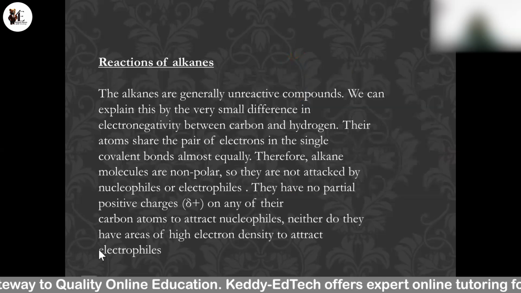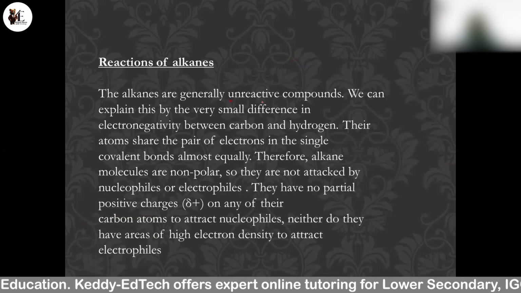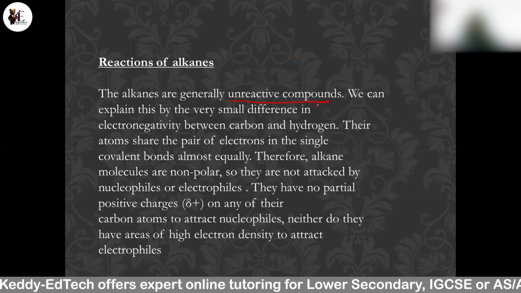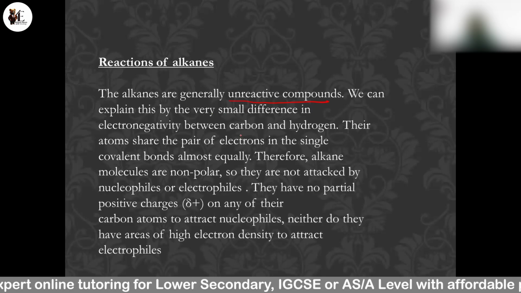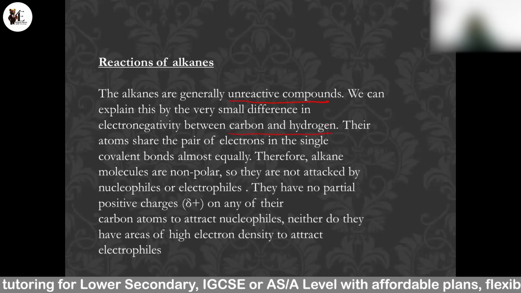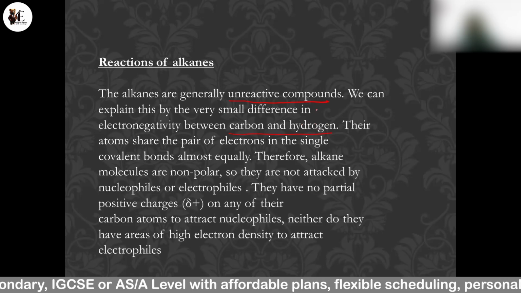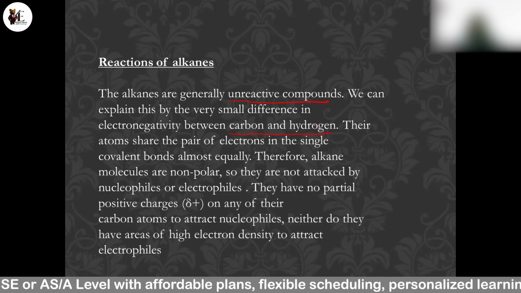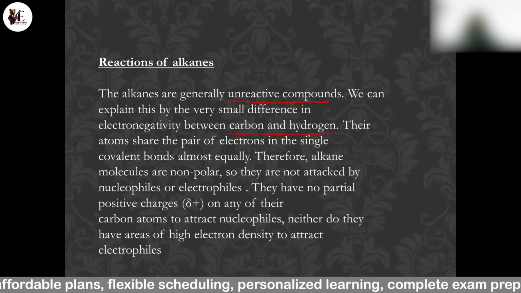Now we'll read about the reactions of alkanes. Okay, so first of all, alkanes are unreactive. They are unreactive compounds. How can we explain this unreactivity? Because of the small difference in electronegativity between carbon and hydrogen. Carbon is also 2 point something and hydrogen is also 2 point something on the Pauling scale. We have read it in chemical bonding also. So there is a very small difference in electronegativity between carbon and hydrogen.